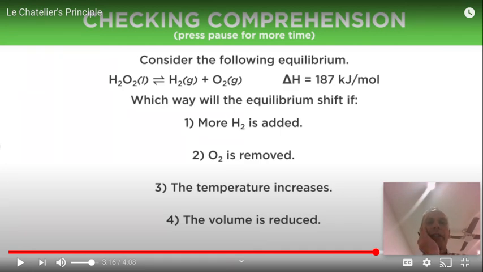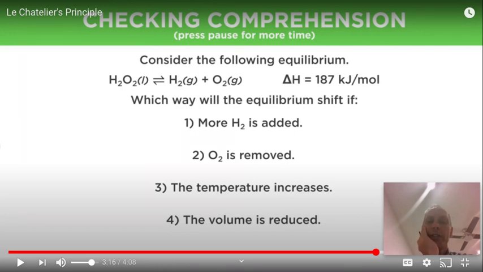Okay, so if you look at this slide, which way will equilibrium shift if more hydrogen is added? More hydrogen is added, so that's on the product side. If we add hydrogen, Le Chatelier says it will try to remove hydrogen by shifting reverse, or left. Okay, what if oxygen is removed? If we remove oxygen, it will shift forward to replace it.